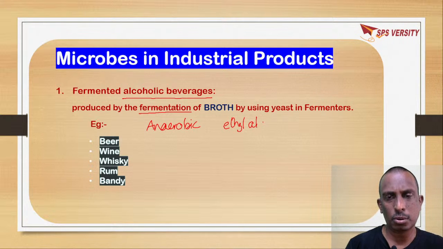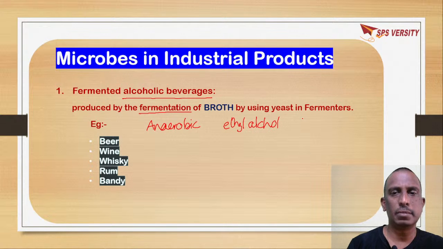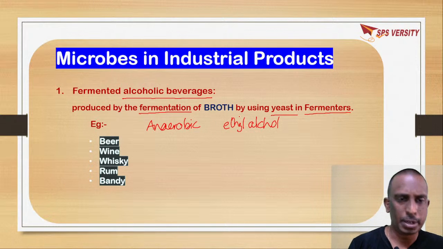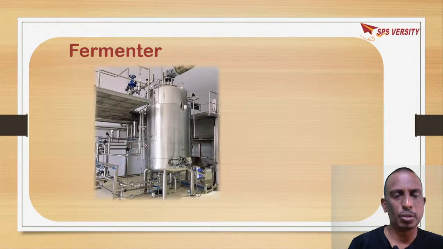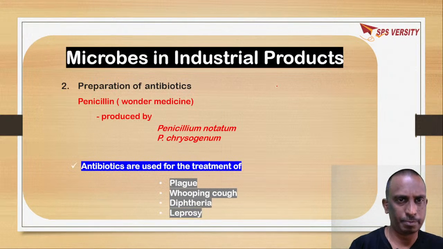To make this ethyl alcohol, the industries use fermenters. In fermenters, ethyl alcohol is produced using yeast by fermentation, and based on the percentage of ethyl alcohol, all these products are prepared. Here in this picture you are seeing a fermenter where yeast is cultured with a nutrient medium, and then it produces ethyl alcohol. This ethyl alcohol is used for preparation of various alcoholic beverages like beer, whiskey, rum.